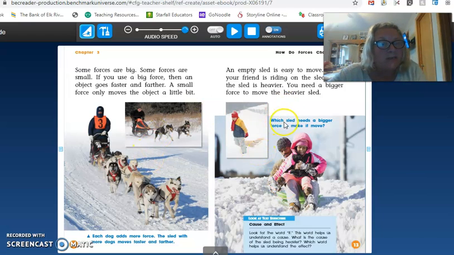This caption says, which sled needs a bigger force to make it move? Which one do you think? Do you think it's this one where there's no one on the sled? Or do you think it's this one where 2 people are on the sled? This one with the 2 people on it would need a bigger force to make it move because the people are heavier on it than the empty sled.